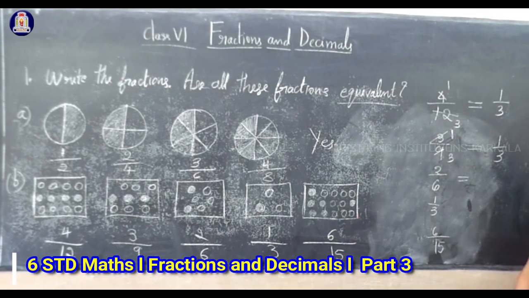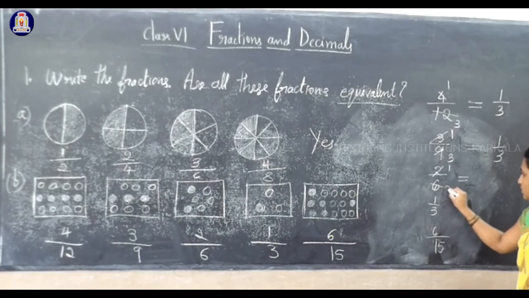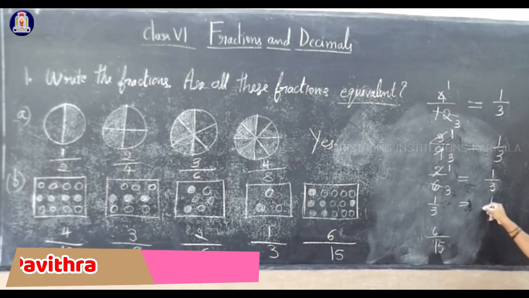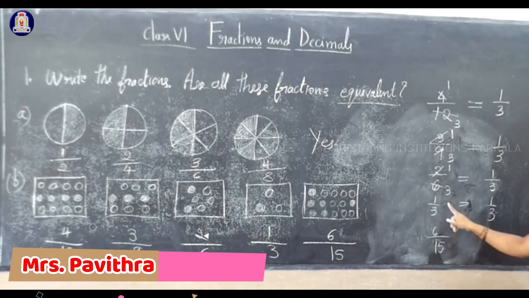Okay? 2 by 6. 2 divides. 2 ones are 2, 2 threes are 6. So this also we got 1 by 3. The next fraction is also 1 by 3. That we cannot simplify. 1 by 3, right, as it is. Now the last fraction, that is 6 by 15.